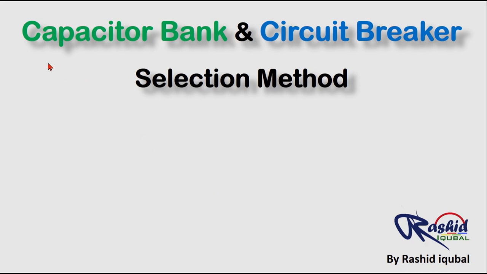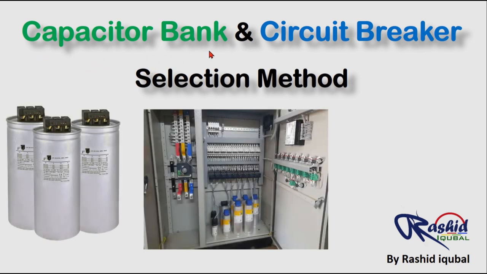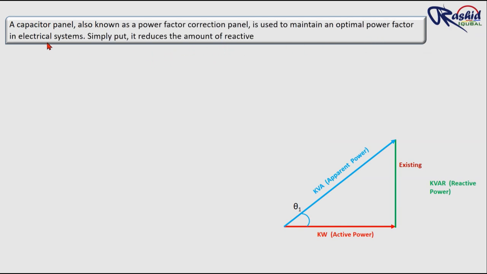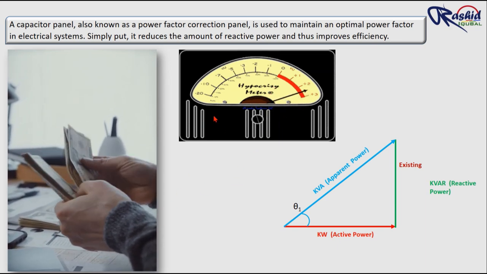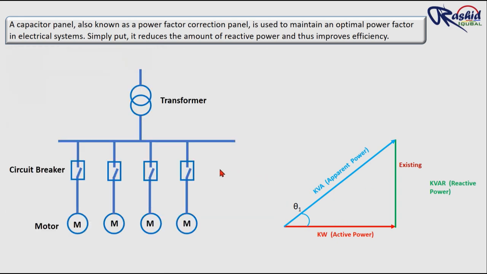In today's video, I'm going to show you how to design and calculate a capacitor bank. A capacitor bank, also known as a power factor correction panel, is used to maintain an optimal power factor in an electrical system. Simply we can say it reduces the amount of reactive power and thus improves efficiency. When your power factor is low, your system uses more electricity, which increases your energy bill. Installing the capacitor panel helps improve the power factor, reducing electricity consumption and avoiding extra charges from the utility company.